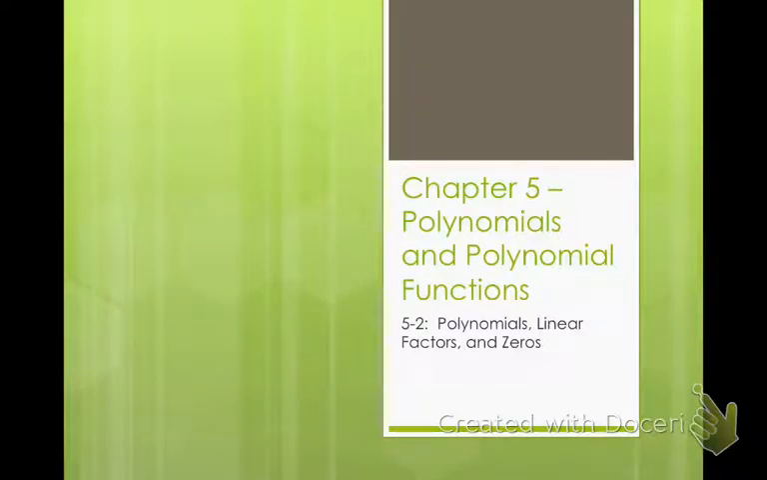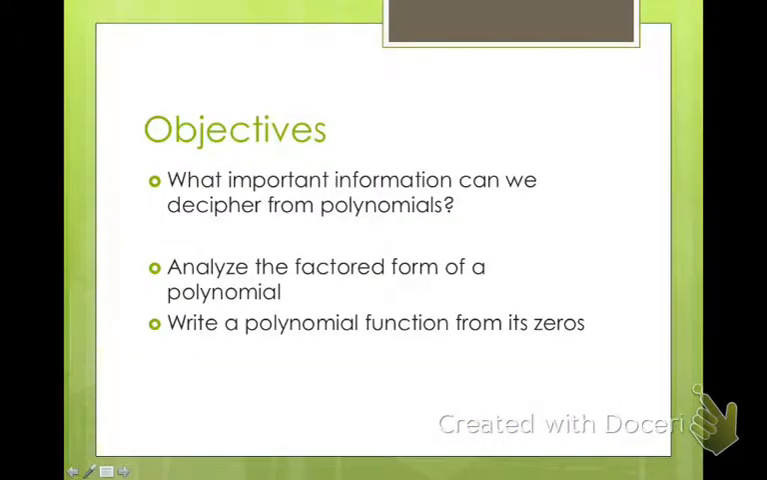So in section 2, we're going to take polynomials and begin by factoring them, finding zeros, and doing a little bit of graphing. Our objectives: we're going to answer the question, what important information can we decipher from polynomials? We're going to analyze the factored form of a polynomial and then write a polynomial function from its zeros. So we're going to work forwards and backwards.